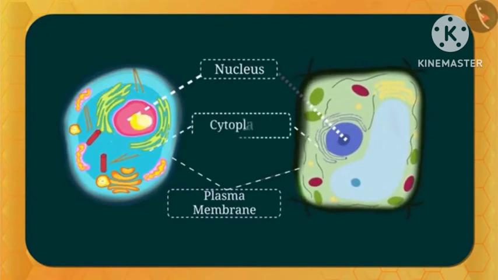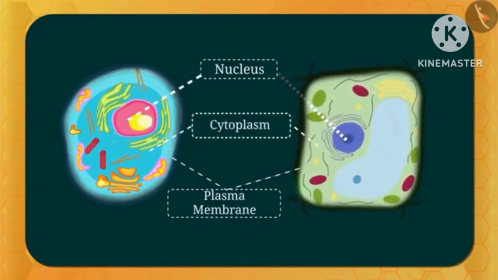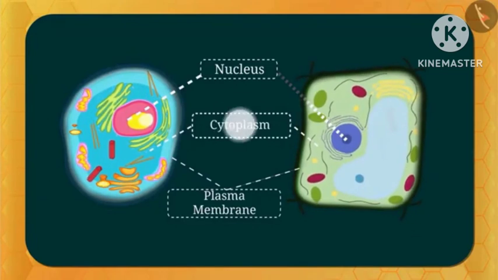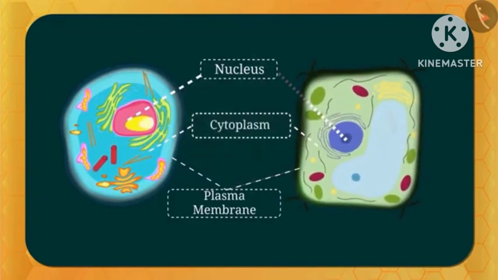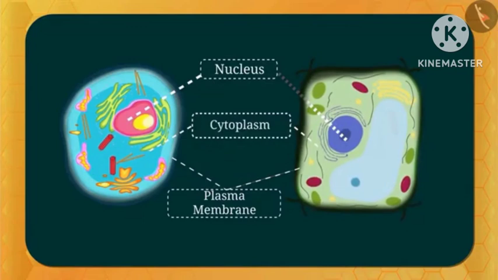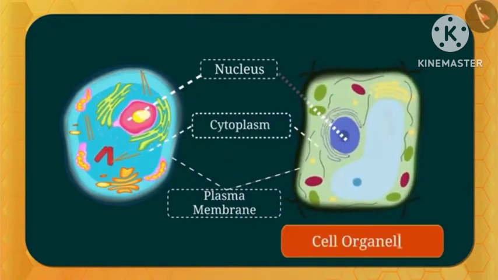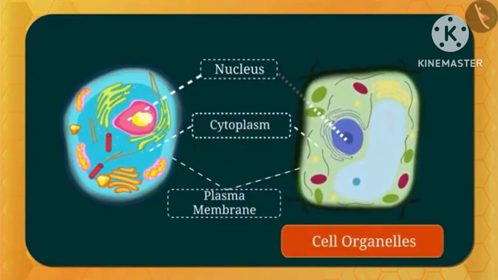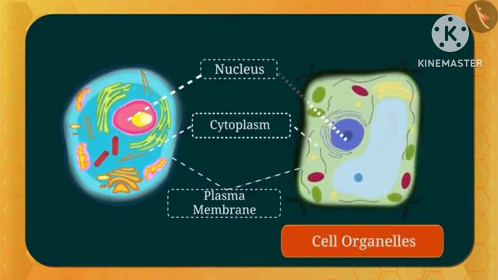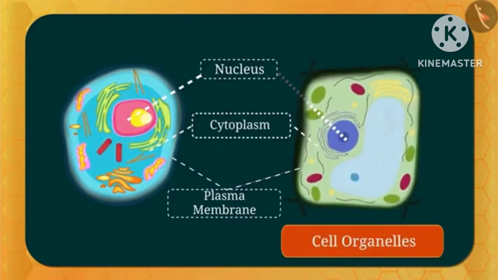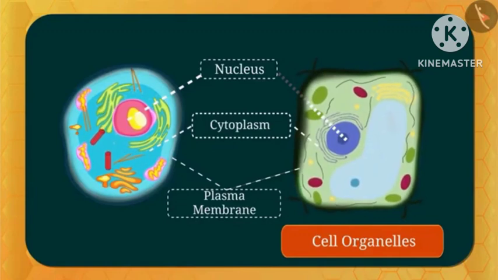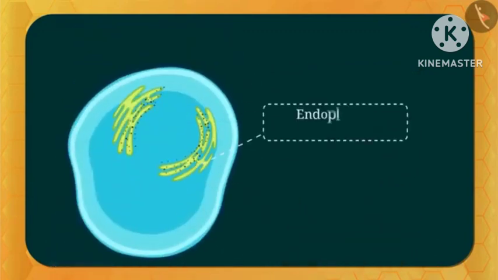Now the brain of the cell, or the controlling part of the cell, is the nucleus. It is present in both plant and animal cells, and between the nucleus and the cell membrane, or plasma membrane, there is a jelly-like fluid called cytoplasm. In the cytoplasm there are various cell organelles. These cell organelles are Golgi body, lysosomes, centrosomes, etc.